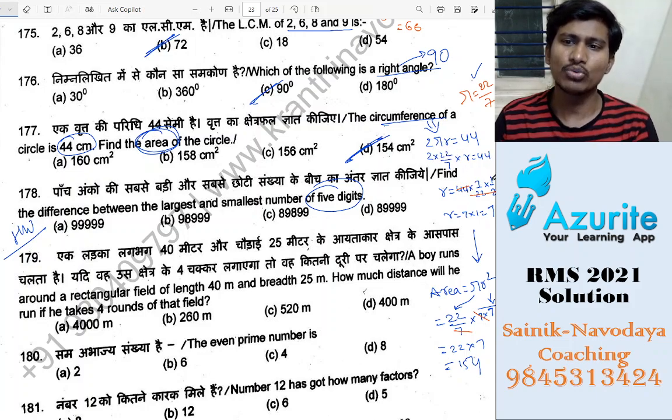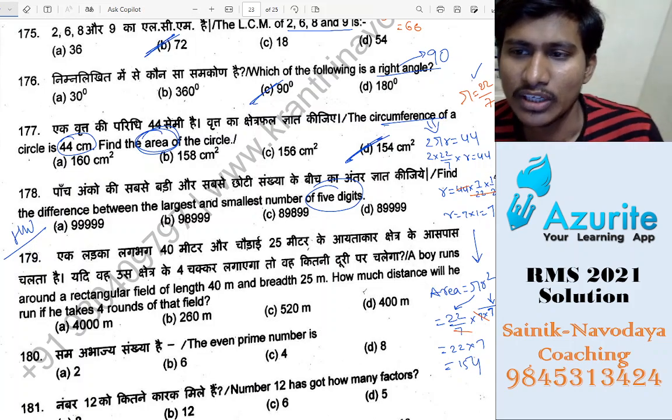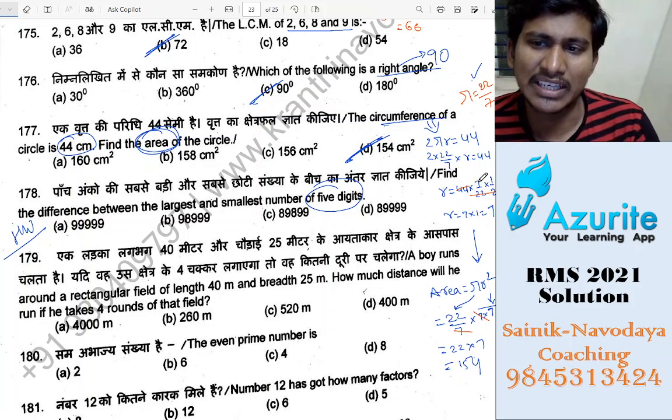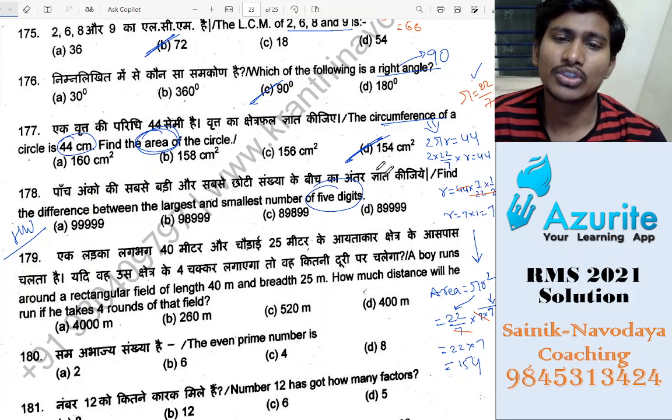44 into 7 into 1, 22 into 1 by 2. So 22 2s are 44, so 44 cancels out. Remaining is 7, 7 into 1 is 7. Radius is 7.